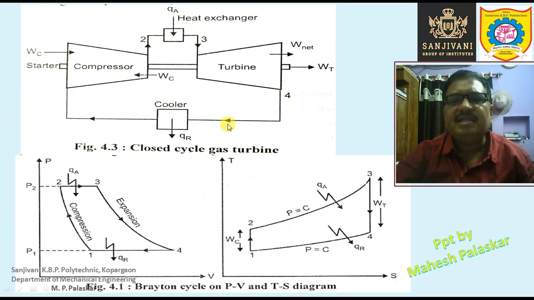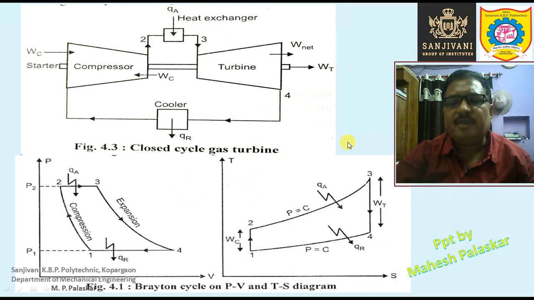But before it enters the compressor it will get cooled. So that is the heat rejection process 4-1. Process 4-1 is the heat rejection, again at constant pressure according to the Brayton cycle. So this is the 4-1 process. It is P equal to C, pressure is equal to constant. So it is a constant pressure heat rejection process, and it takes place in this cooler. And after that again the working substance will enter the compressor according to the closed cycle gas turbine principle.